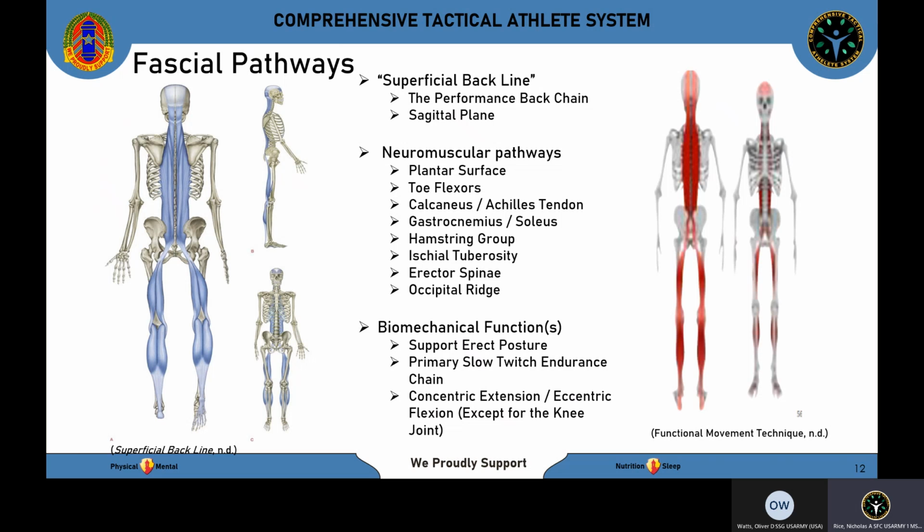Right. This is a sagittal plane on the posterior side, or at least from the superficial, so the muscles that are closer to the surface of the skin. So you see that the way these are broken down for your later reference are the name and the plane of motion. Then you have the pathway of all the muscles that are affected. Then you have the biomechanical functions.